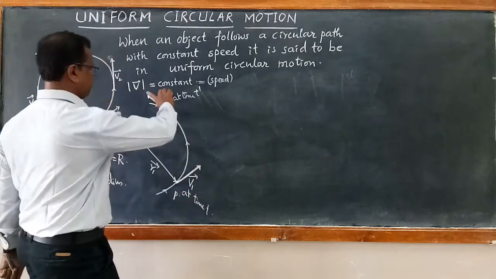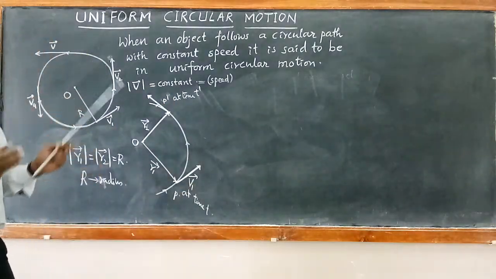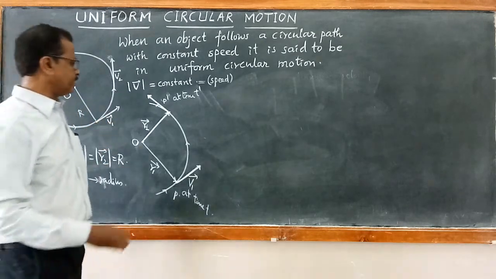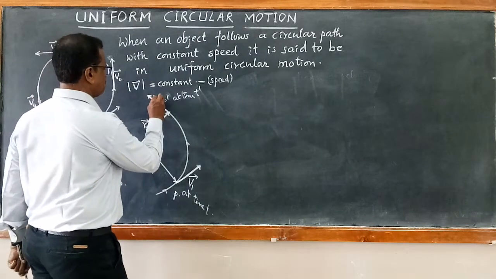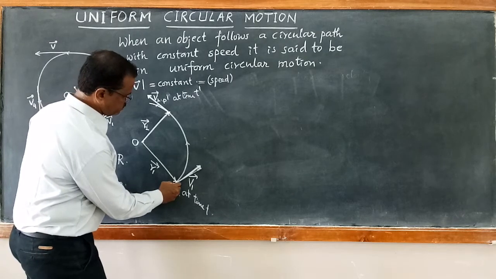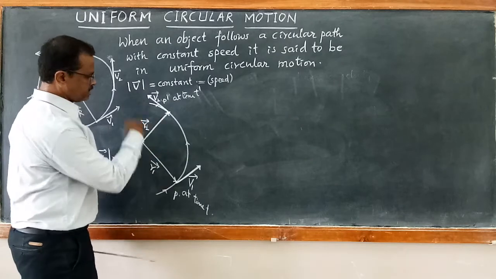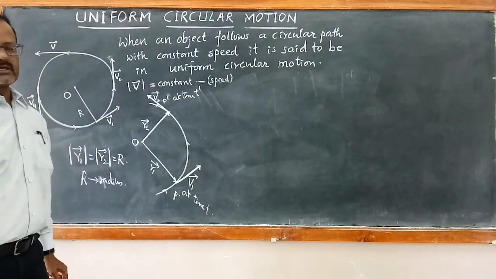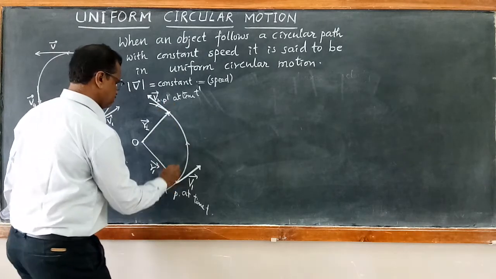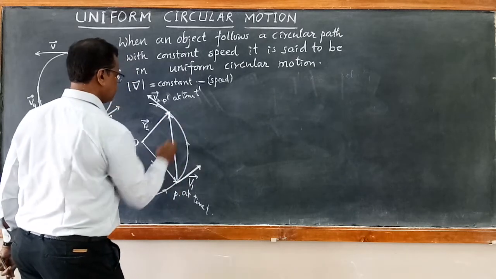Let us take this velocity as v2. The length should be the same because their magnitudes are the same. Magnitude of v1 and magnitude of v2 are the same because it is moving with constant speed. So draw the same length and call this vector v2. So there is a change of velocity vector as it moves from P to P dash because it is undergoing uniform circular motion. Now, if you draw from P to P dash, this gives you the displacement.